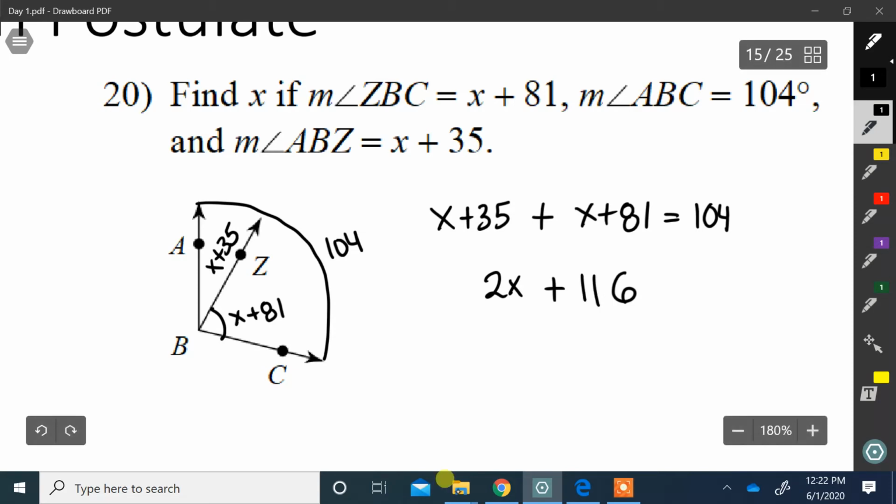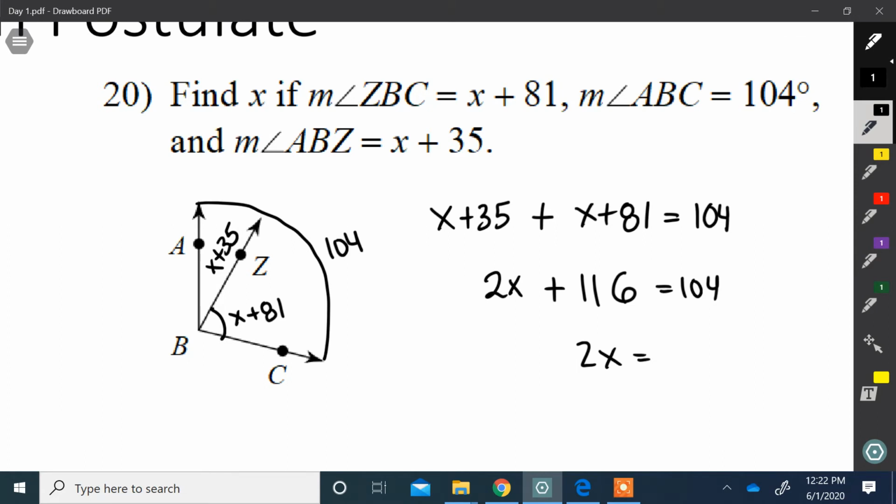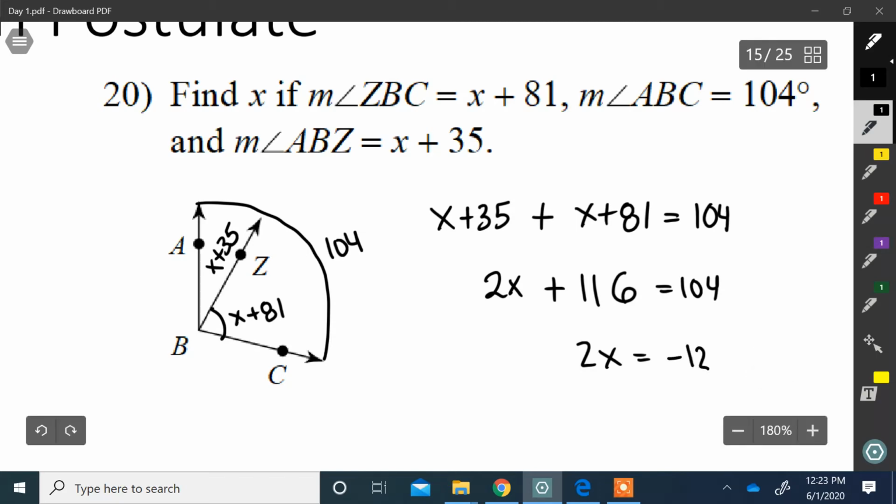Actually, 116, my bad. And then we're going to subtract 116 on both sides. We're going to get negative 12.